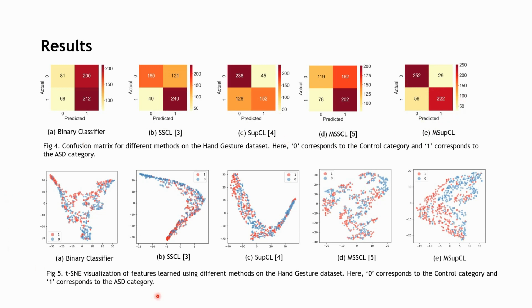In the second figure, we compare the test set distribution for hand gesture dataset, and for the two classes, MSoupCL has segregated the best.